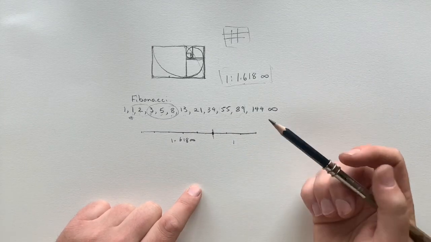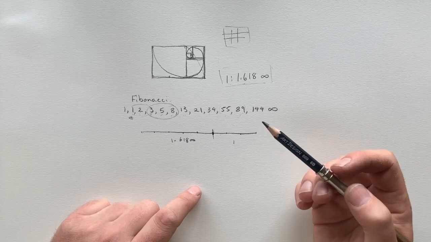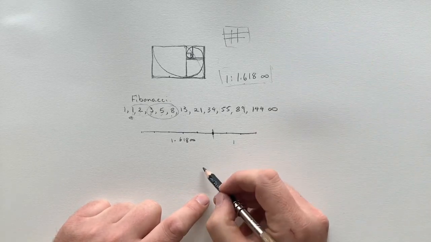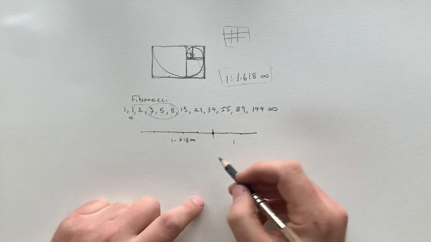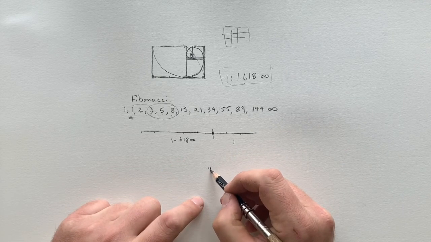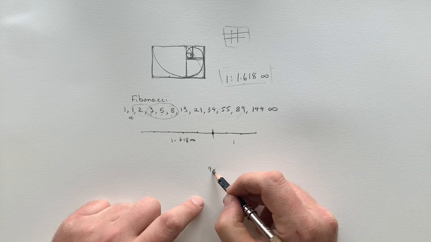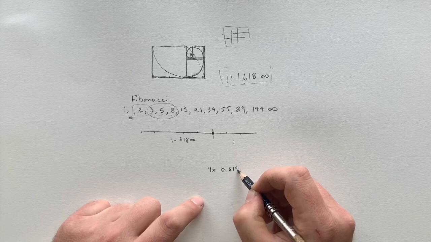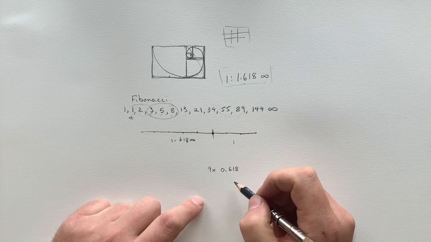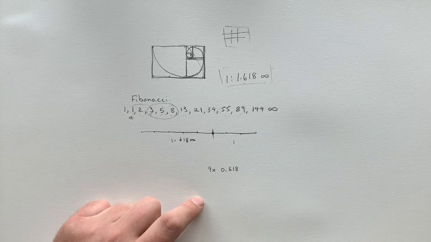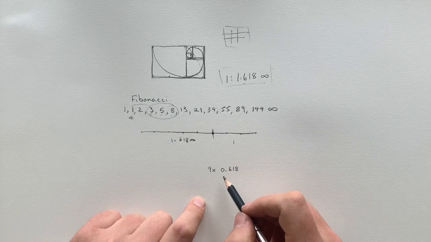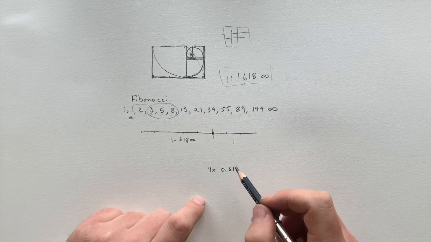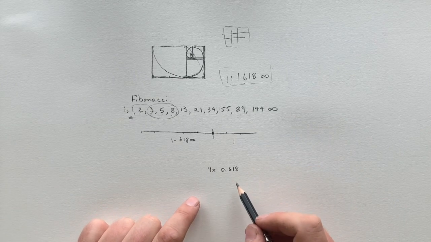The other way that you can use these numbers is that if you take any given number, so for instance 9, and multiply that by 0.618, you will then get the golden ratio to that line, or to that size.